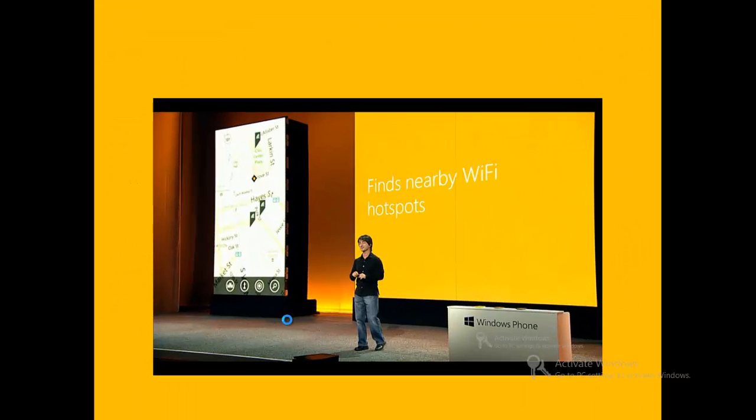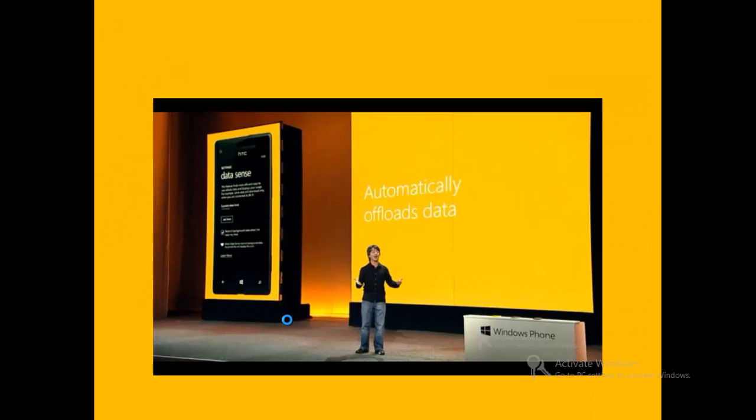And some more with that is DataSense now finds nearby hotspots. So if you're getting near the limit, you can easily look for a Wi-Fi hotspot, the nearest one to you, and use that one. That way, you don't have a problem with paying the price of going over your data limit. And also, it automatically offloads data.